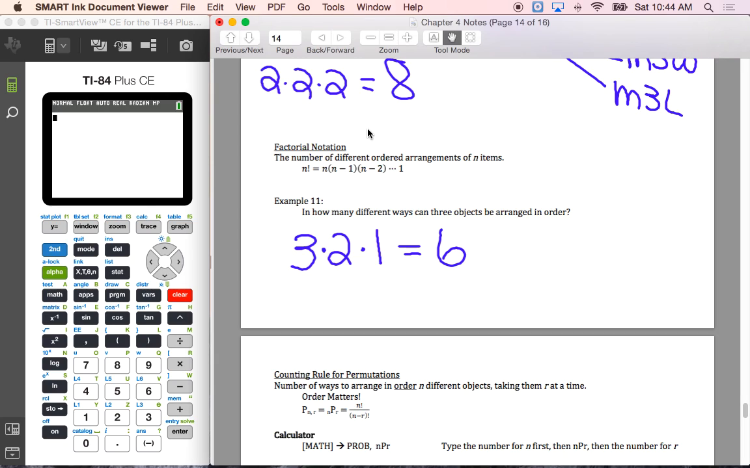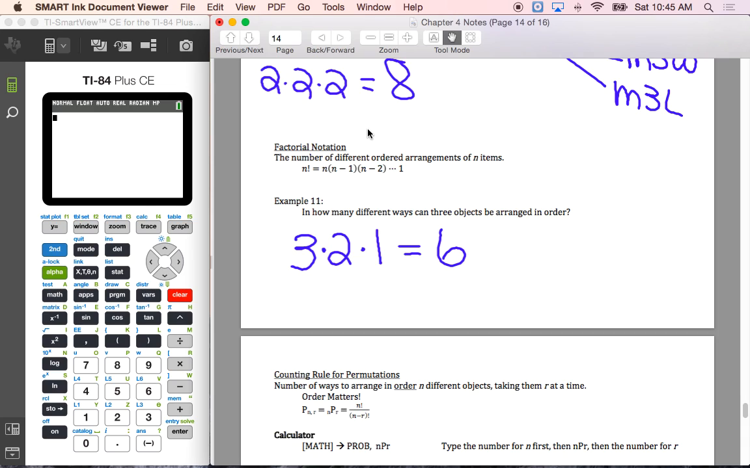Now, the calculator will do this factorial notation for you because the factorial notation just means you're multiplying every number from that number down to 1. So if it was like 100 factorial, you would multiply 100 times 99 times 98 times 97 all the way down to 1. So you have a lot of numbers to multiply. So your calculator does have factorial notation on it.